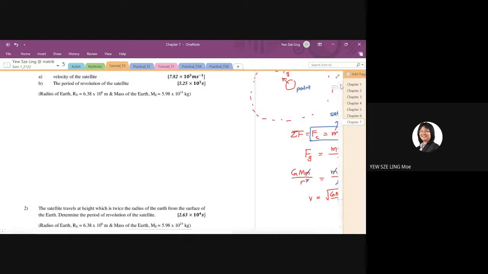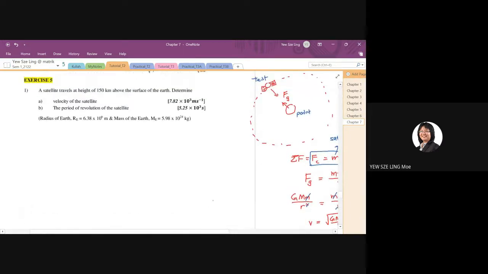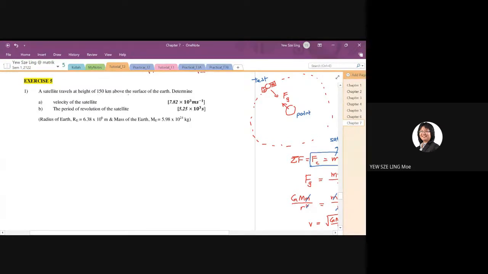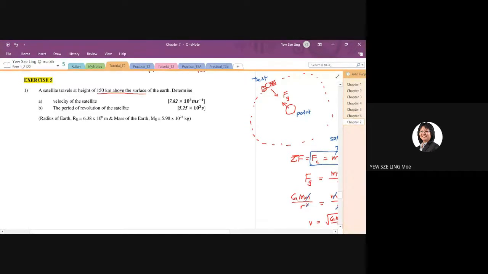Okay, now let's look at question number 1. A satellite travels at a height of 150 km above the surface of the Earth. Now you see, 150 km above the surface, which means this is just H. This is not your R yet. This is just H, and it is in terms of km, if you notice. Determine the velocity of the satellite.